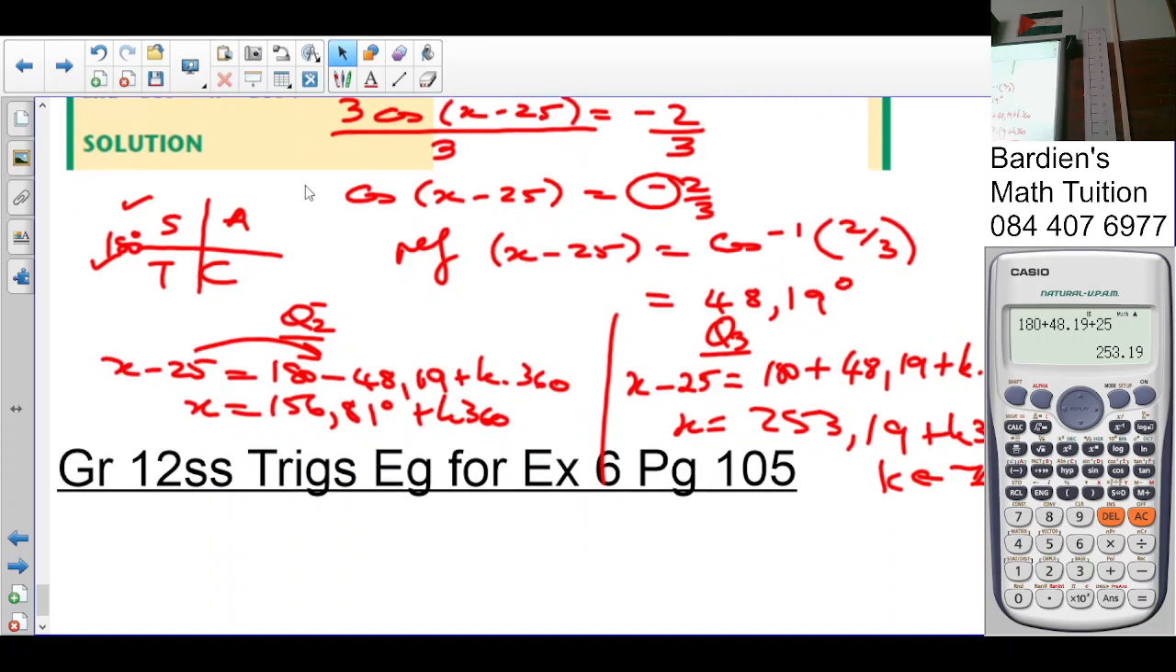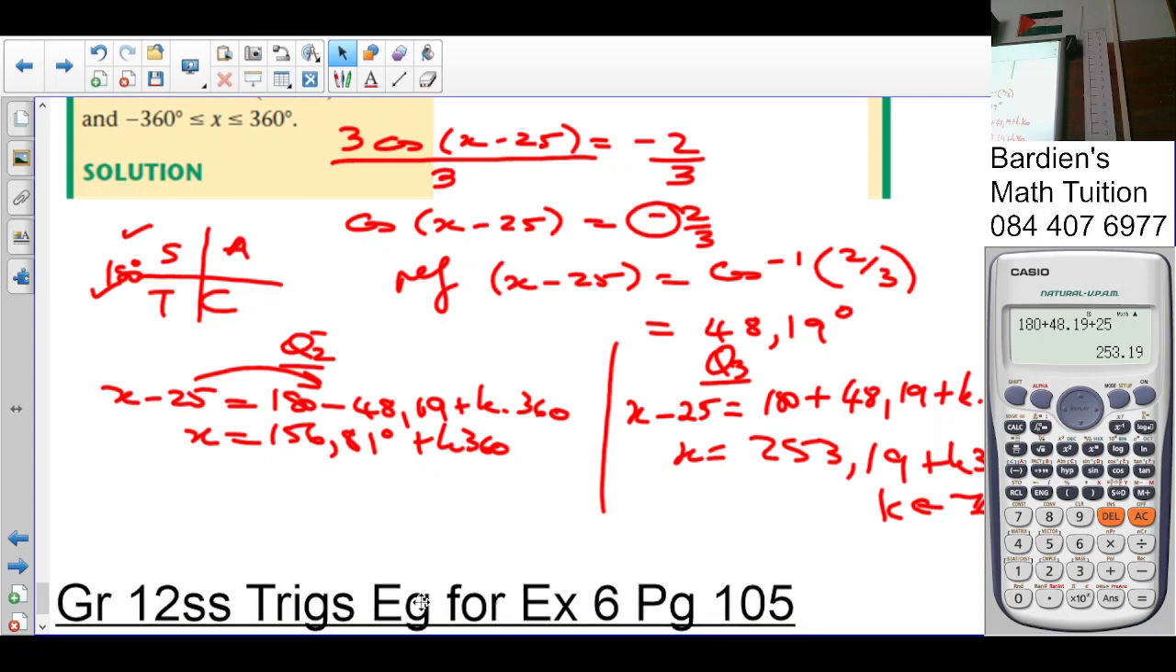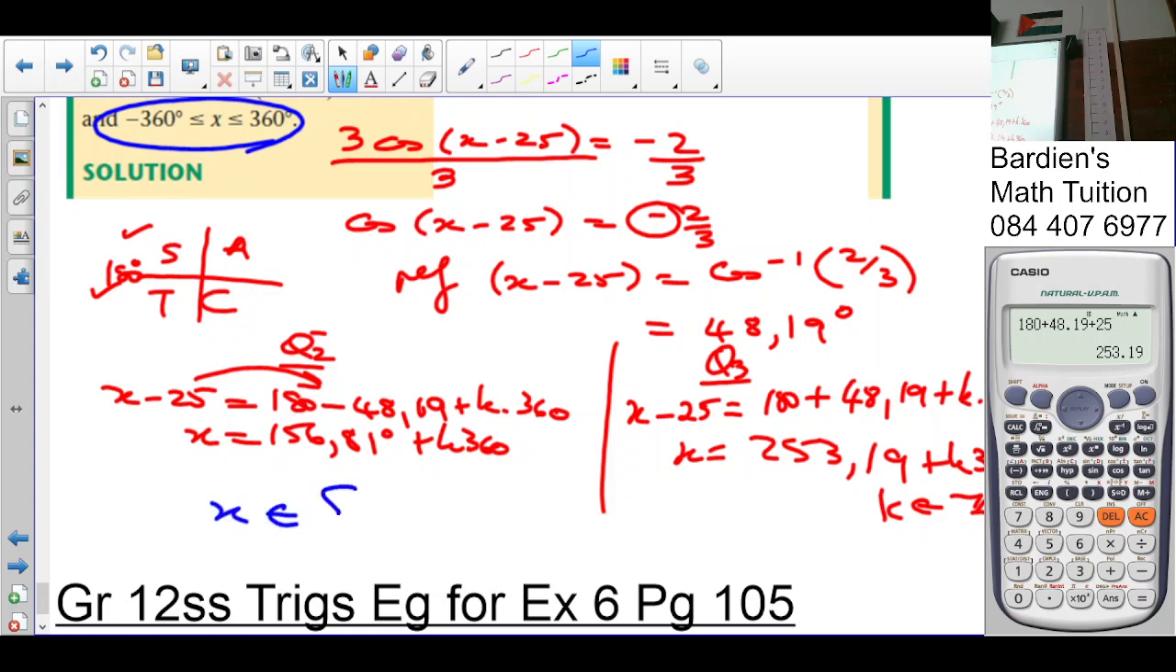Now coming back to the restriction, with the given interval. As you can see, the given interval is from negative 360 to 360 degrees. Can you see that? So what we say is, x is an element of, and we start listing. We use the one branch until it can't be used any longer. So we start with k is equal to 0. So if k is 0, then it's going to be 156,81.